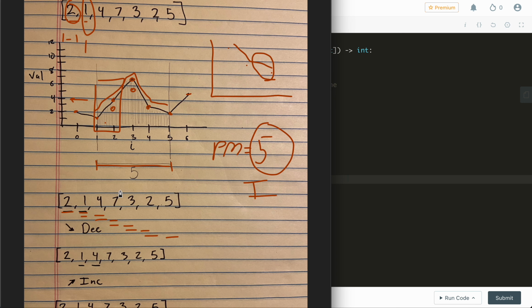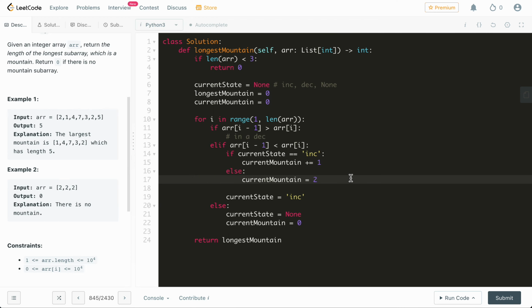The reason why is because there's 2 numbers within our sliding window. I think that you can see that there's 1, 2, 1, 2, 1, 2. We're looking at 2 and 1, 4 and 1 and 4, 7 and 3, 3 and 2, 2 and 5. There's two numbers inside of our sliding window, okay?